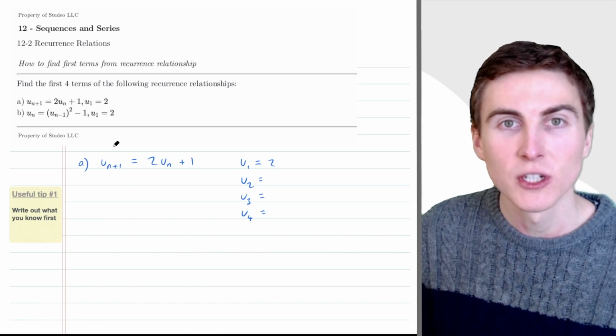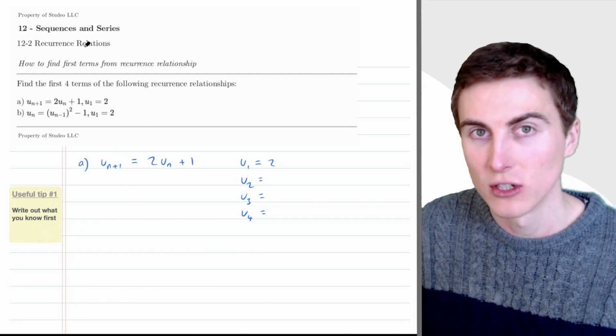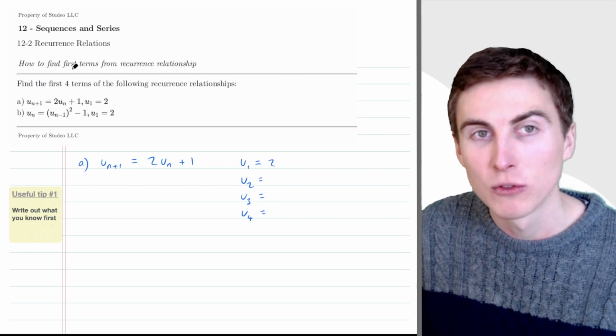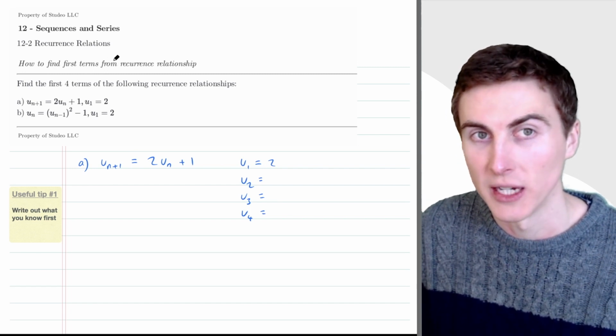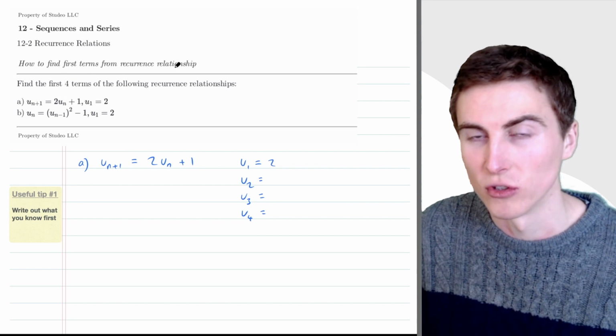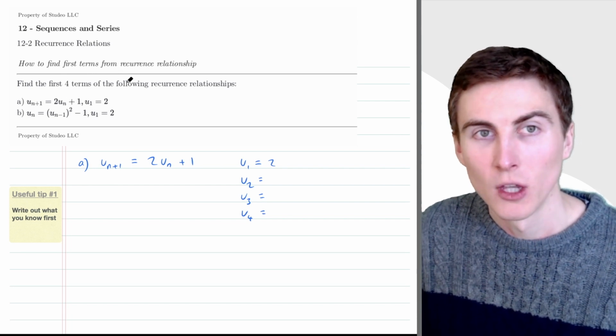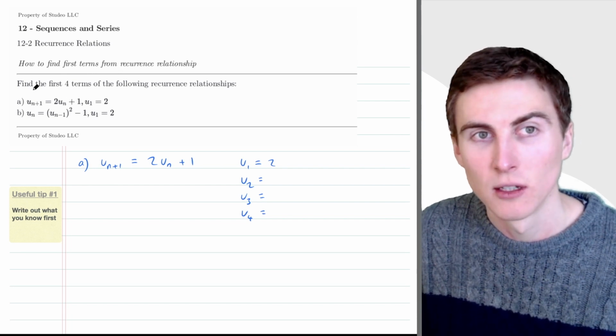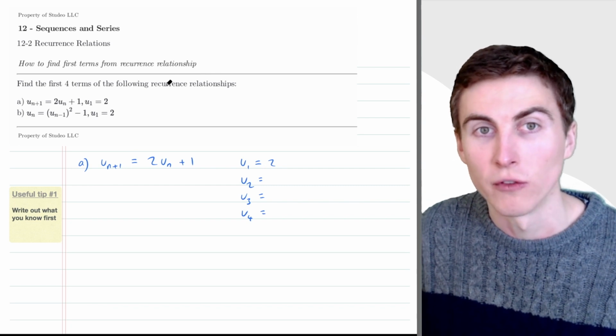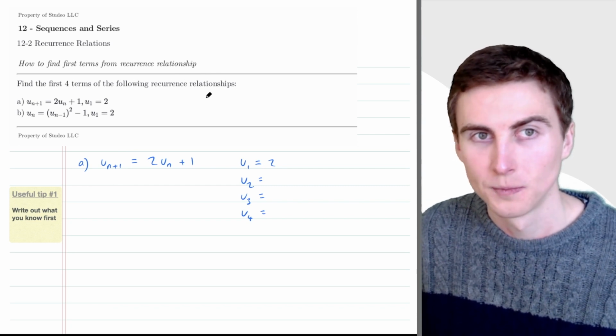Alright, so in this video, we're looking at recurrence relations, and specifically at how to find the first terms in a sequence from a recurrence relationship formula. So a typical question will look something like this. Find the first four terms of the following recurrence relationships.